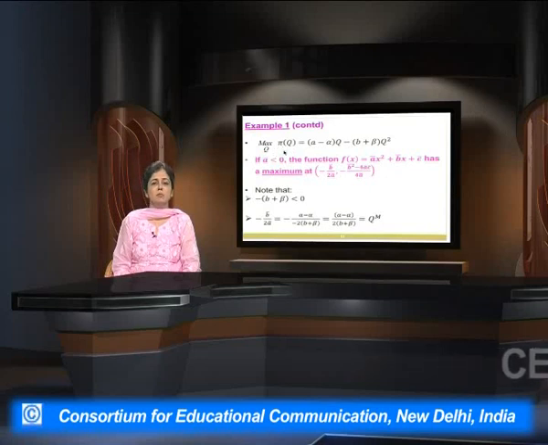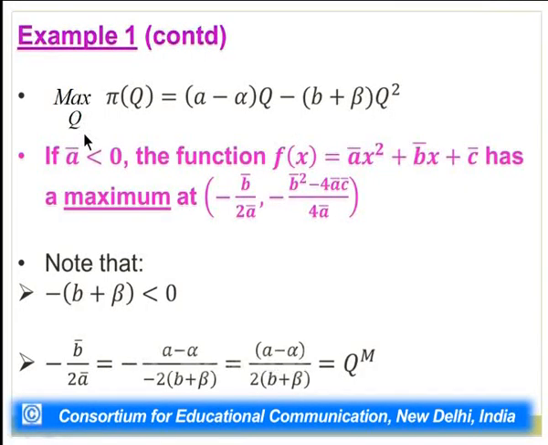Our optimization problem is one where the monopolist maximizes pi with respect to Q. He chooses Q to maximize profits. And profits, as we just found out, the expression for profit is given here by A minus alpha times Q minus of B plus beta times Q square. Now, if you remember what I told you in one of the earlier slides just a couple of minutes ago, if the coefficient of Q squared is negative, then we're going to have a maximum for this function. And clearly you can see minus of B plus beta here is negative.